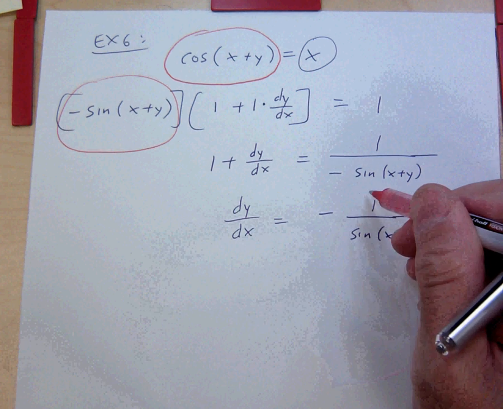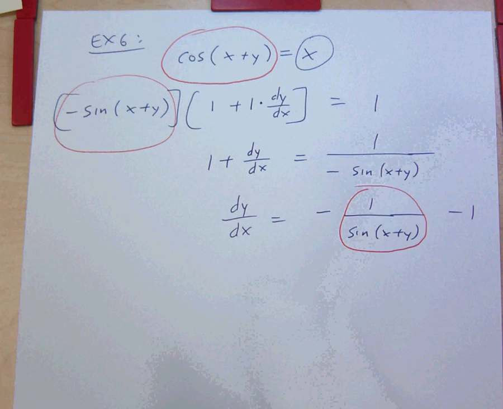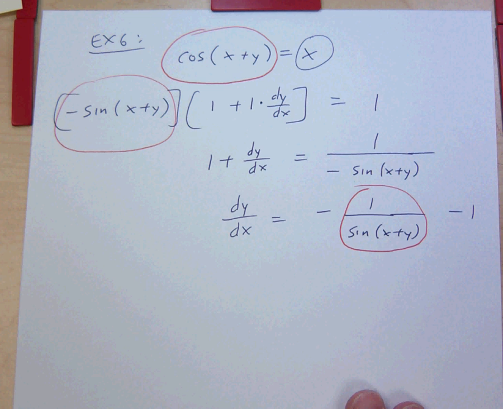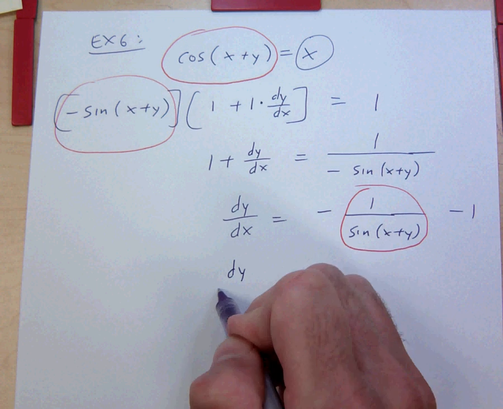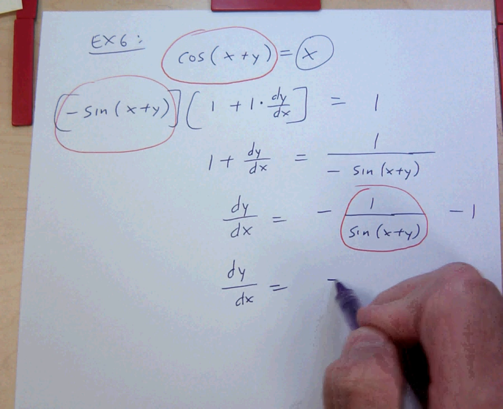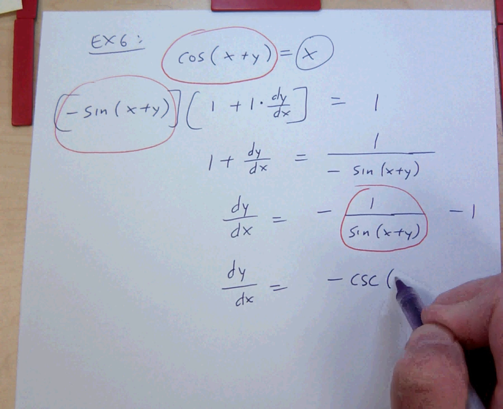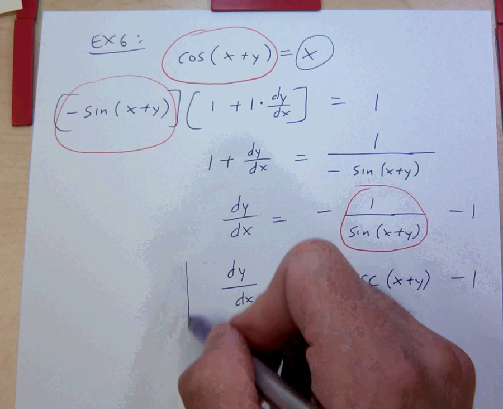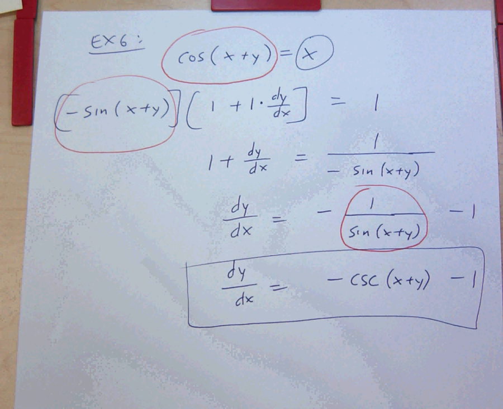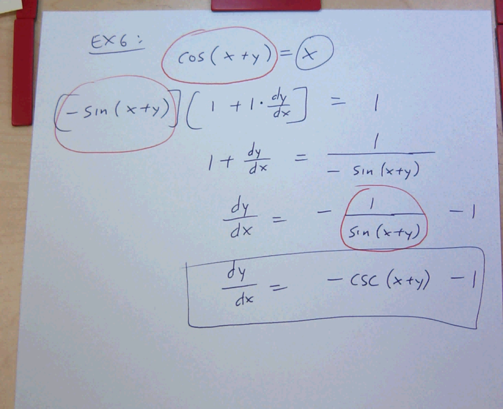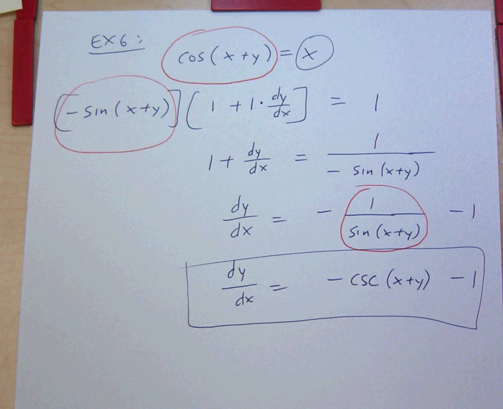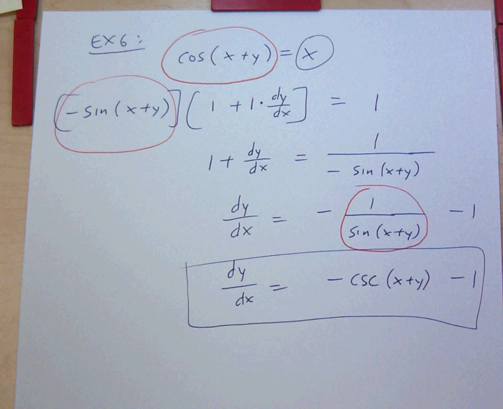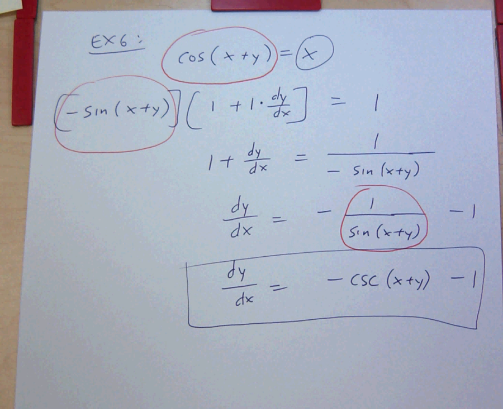However, watch this. You tell me, what's 1 over sine the same as? 1 over sine is the same as what? Cosecant. So if you want, you can just change that to negative cosecant of x plus y. And once you do that, you no longer have a fraction, so you don't have to worry about a common denominator. Make sense? Yes? But again, you could have gotten a common denominator. That would have worked out okay too. Okay? Okay, with me, Matt?